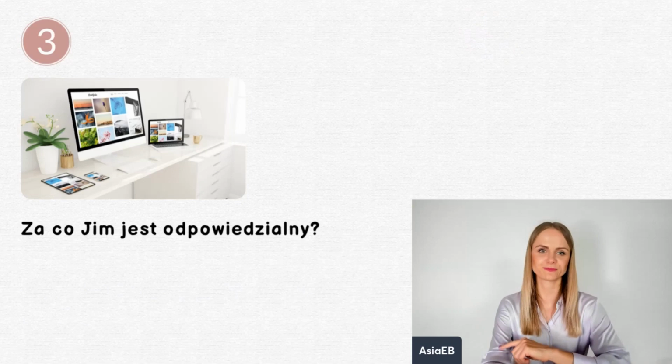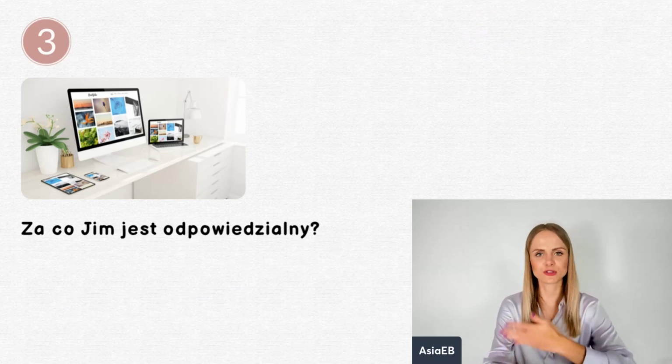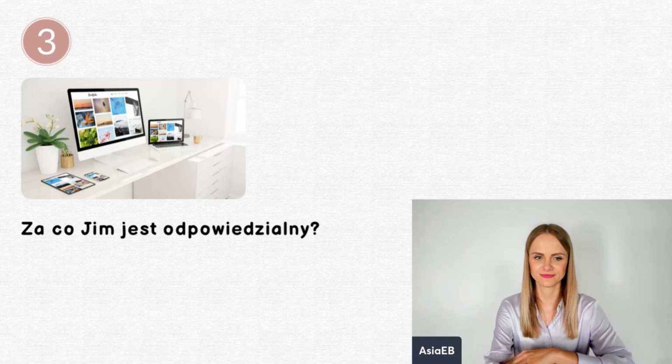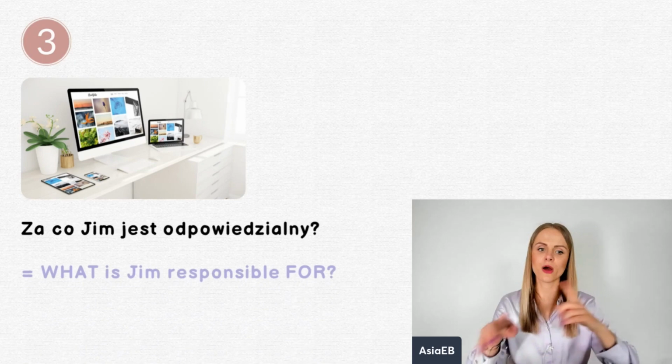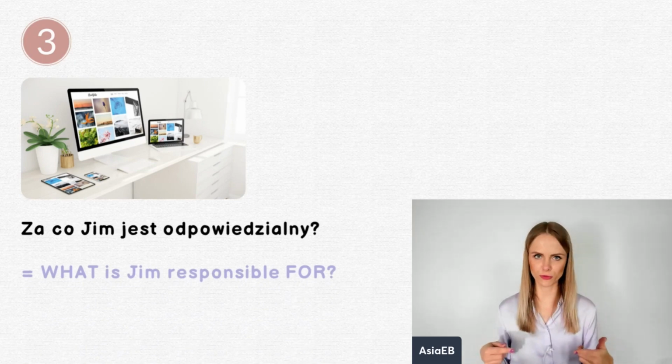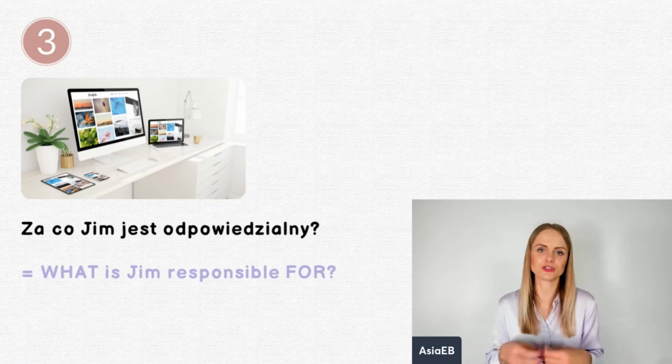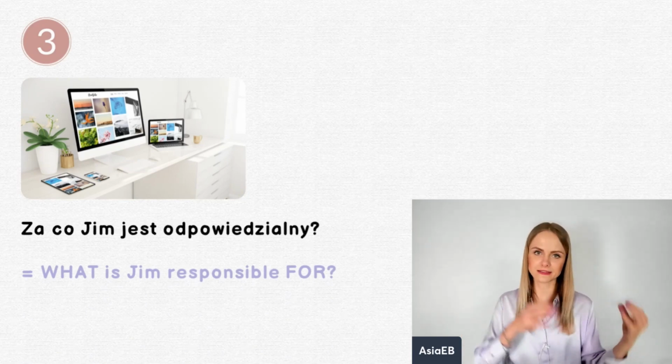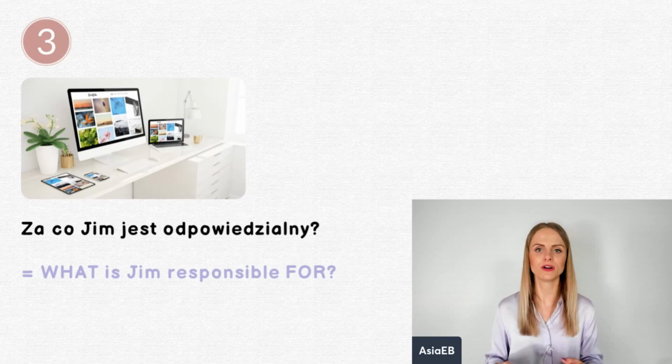Next one. Stop the video and try to translate this one. And now let's have a look at the answer. What is Jim responsible for? So actually this is just to be. It's not a tense, it's just to be. So what is Jim responsible for?